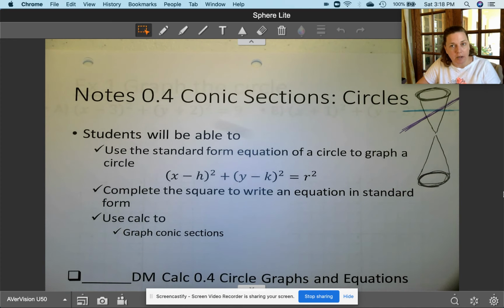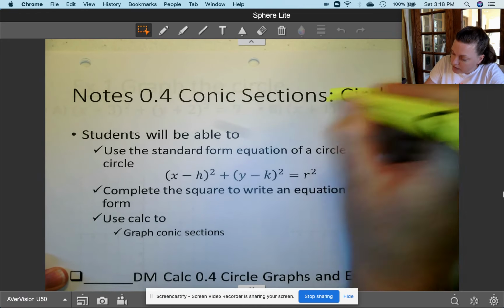And so we're going to talk about a few of them. There's actually also hyperbolas that are conic sections as well. But I mainly need you to know about circles. We're also going to work with ellipses just because it's kind of a neat change that happens to this standard form. So here we have conic sections. We're talking about circles today.